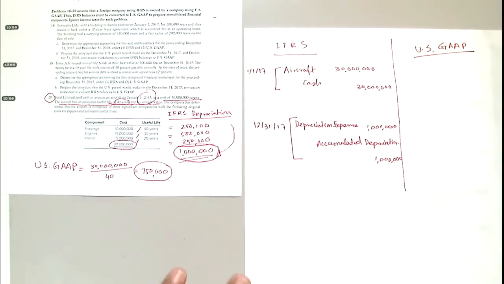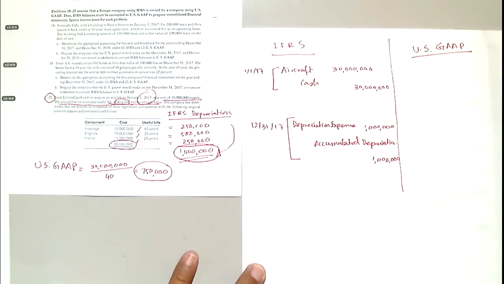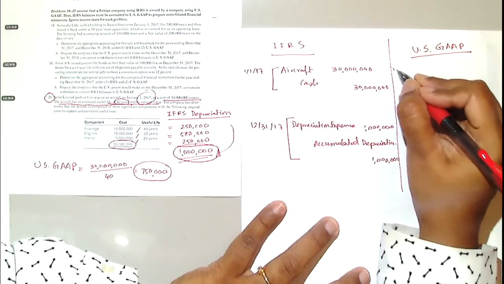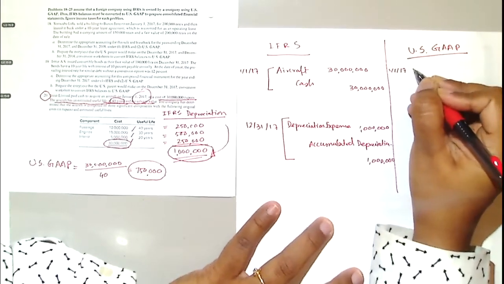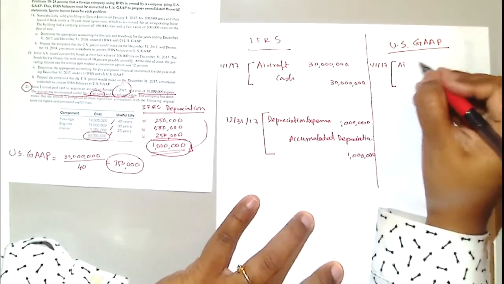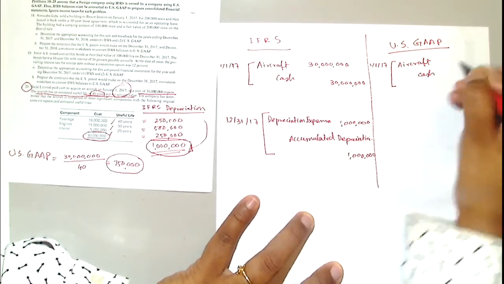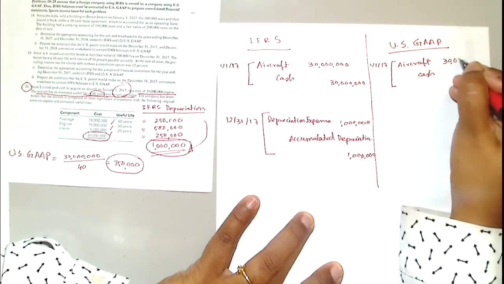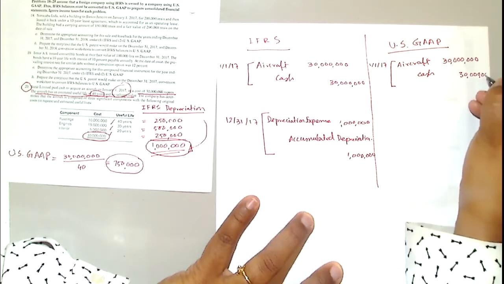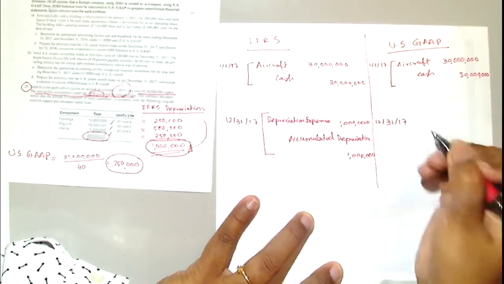How about the US GAAP journal entry? So US GAAP journal entry, definitely debit credit items will be the same, only the depreciation amount will be different. So January 1st, again, under the US GAAP standard, you're gonna debit aircraft, and it's a cash purchase, you will credit cash, so it's the same amount. The only change will happen when you are recording your depreciation expense at the end of the year.